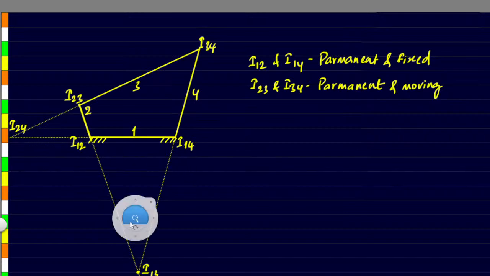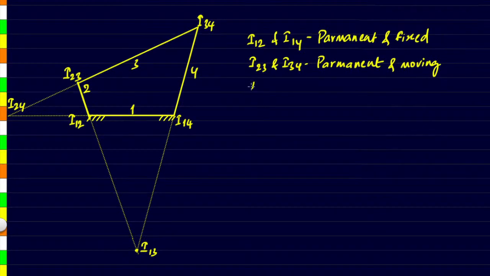So these two instantaneous centers, 2 4 and the instantaneous center 1 3, they are non-permanent and moving, neither permanent nor fixed. You can say that as well. So these are the three types of instantaneous centers.